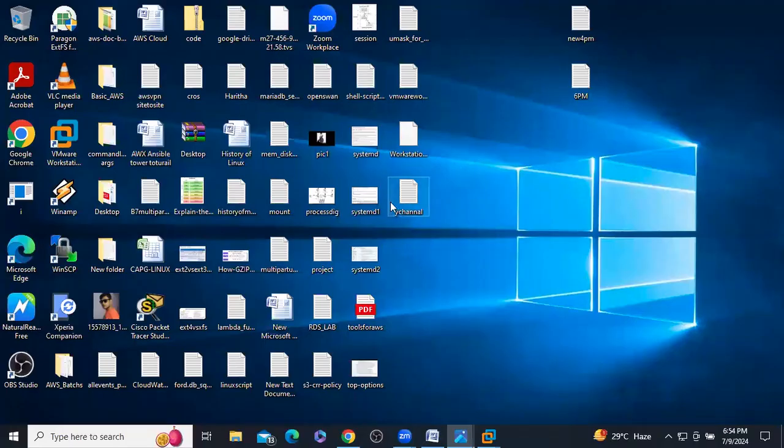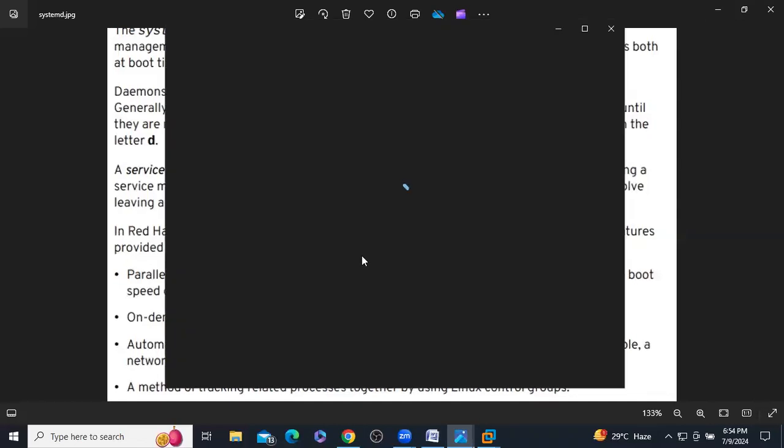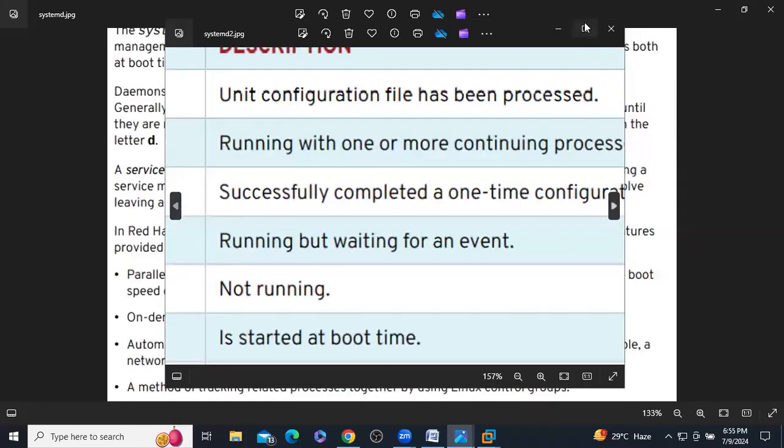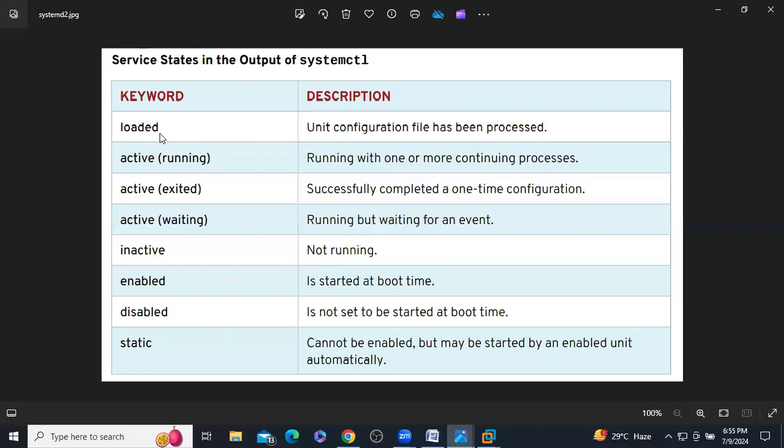Yes, no? So how do we manage systemd units and objects? These are keywords you need to remember. With the help of those keywords, you can easily understand the status of your unit. Loaded: the unit configuration file has been processed into memory. Active running: running with one or more continuing processes. Active exited: successfully completed a one-time configuration. Active waiting: it's running, but it's waiting for an event. Got it, guys?